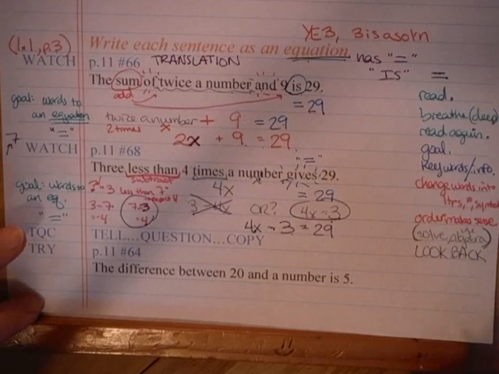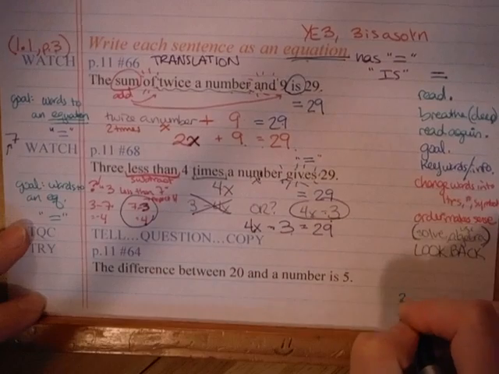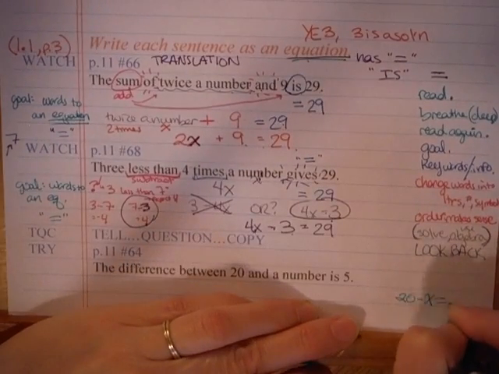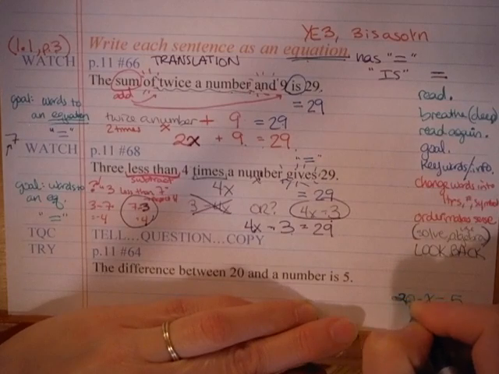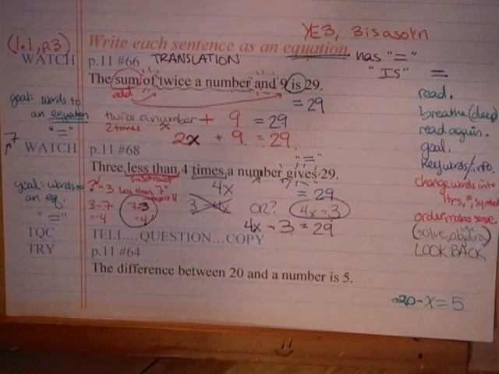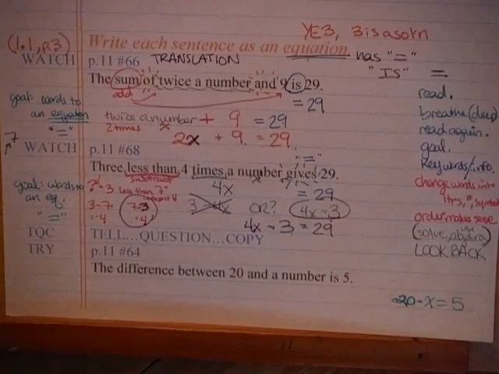Okay, and number 64, here we go. The translation should be 20 minus x equals 5. Didn't mean to cover up the problem there. 20 minus x equals 5 should be the answer. And we'll go over that in class together. I will see you on page 4, or talk to you.